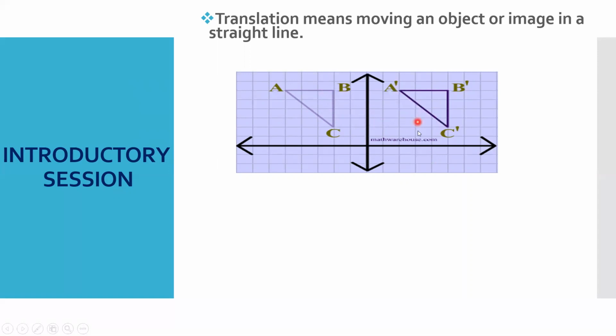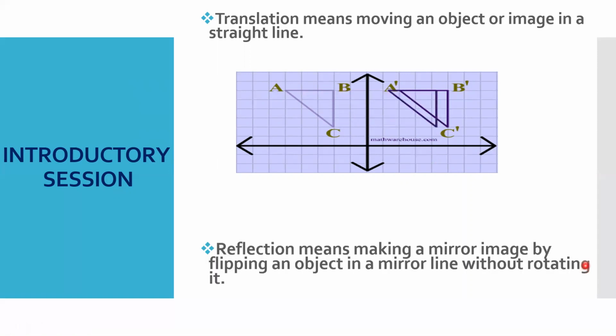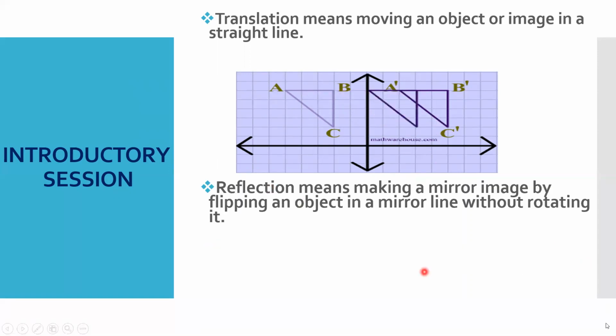Clear? Now we will move on to the next concept, reflection. What is meant by reflection? Reflection means making a mirror image by flipping an object in a mirror line without rotating it. So what do you mean by reflection? Reflection means a mirror image of you. So mirror image means how? Making a mirror image by flipping an object in a mirror line without rotating it.